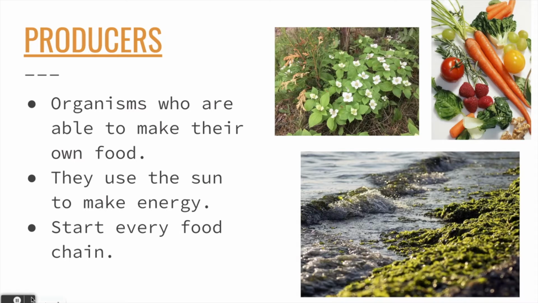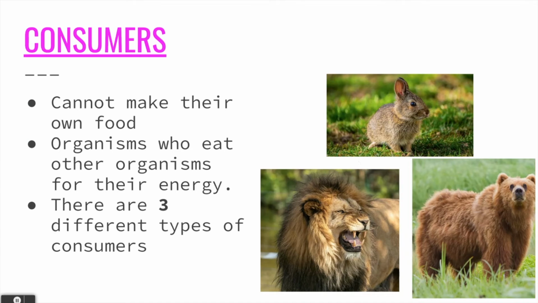Now let's look at another part of the food chain. Our next part of our food chain are consumers. Consumers are all types of organisms that cannot make their own food. Consumers are organisms who have to eat other organisms for their energy. There are three different types of consumers.